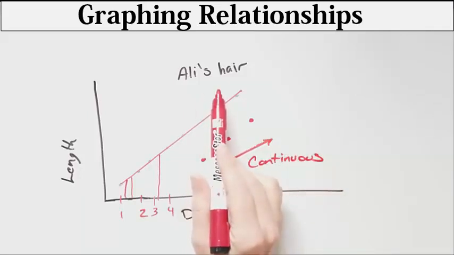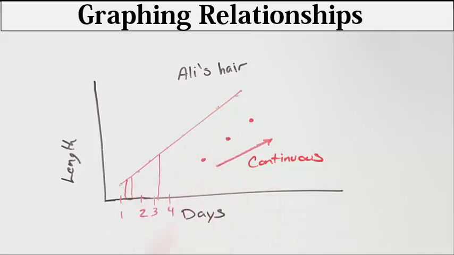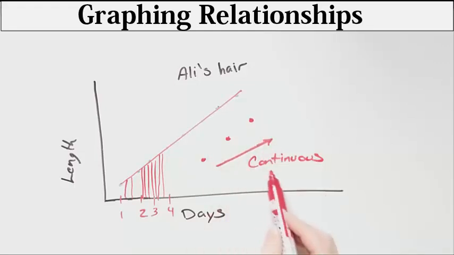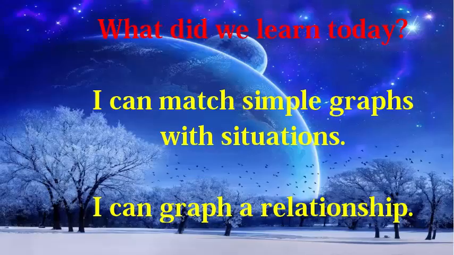So the length of someone's hair is not discrete. These points should have been connected because I am always growing and things are always changing, and I should be able to figure out at any moment in time how long the hair is. It does not jump from length to length depending on the day. It is continuous.